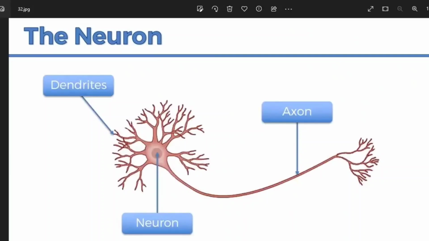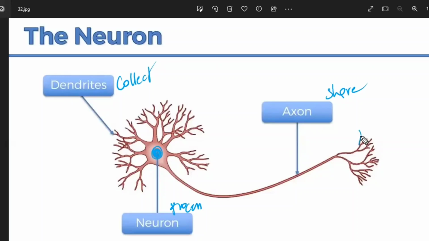Dendrites collect the information. In the body, dendrites will collect the information. Inside that is the nucleus. The main part of the neuron is the nucleus, where it is going to process the information. And the axon will share the information to the next neurons, whichever are connected.